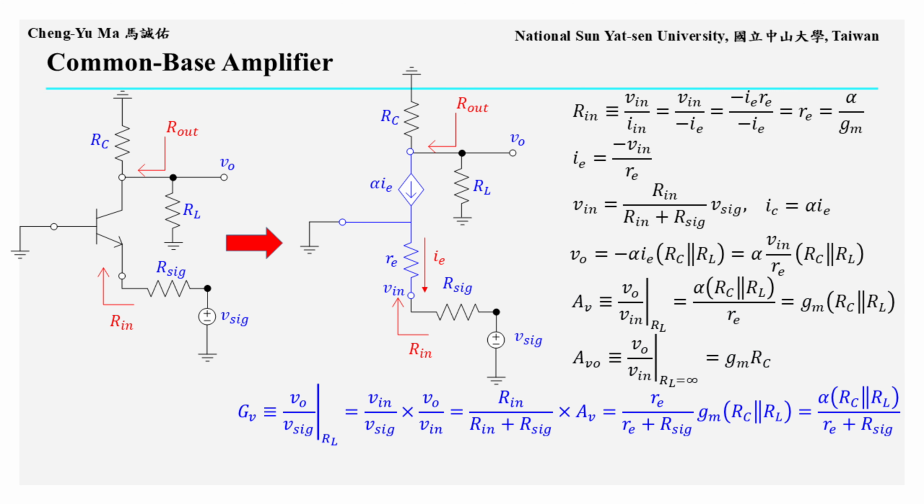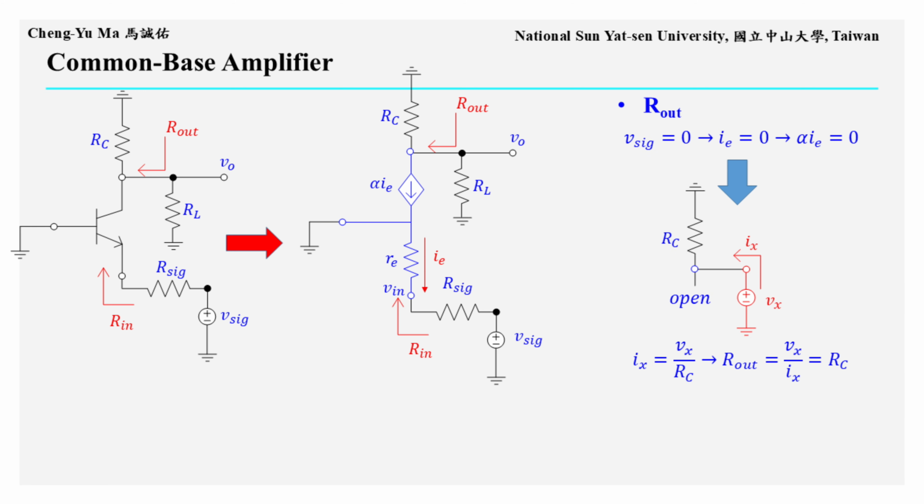The overall, or global gain is GV equals VO over Vsig. This is the input division ratio multiplied by the amplifier voltage gain, so GV equals Rin over Rin plus Rsig multiplied by AV. Since Rin equals Re, this becomes Re over Re plus Rsig, multiplied by Gm times the parallel combination of RC and RL. Equivalently, it can be viewed as the output resistance term divided by Re plus Rsig, with the alpha factor included.